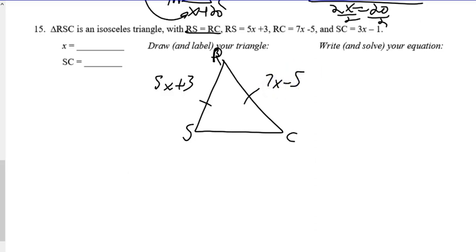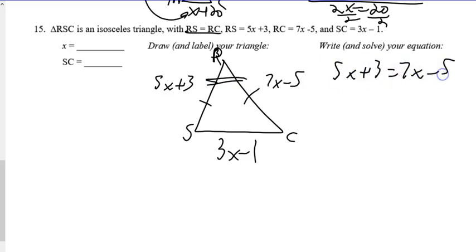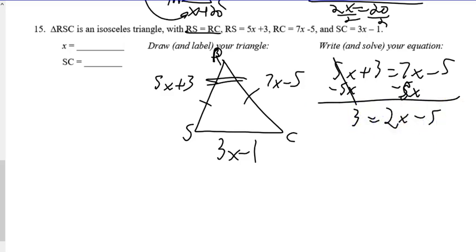Now at this point, we don't really care about this, 3x minus 1. We can label it now, it doesn't matter. Because what we're doing is we're setting these two equal to each other. 5x plus 3 equals 7x minus 5. I'm going to move my variables to the right because I want to keep my variables positive. So I'm going to do minus 5x. So I get 3 equals 2x minus 5. Add 5 to both sides. 5 plus 3 is 8. And then when I divide by 2, x is 4.